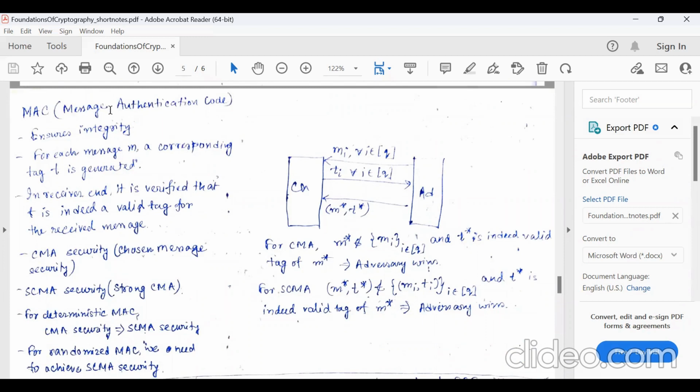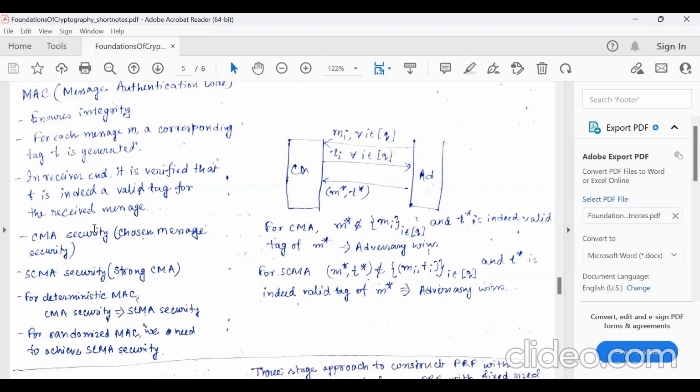So this is needed to ensure integrity and authentication. So the three goals we talked about in the beginning: confidentiality, integrity, and authentication of the sender, okay. So these goals are achieved through message authentication code in symmetric key world.